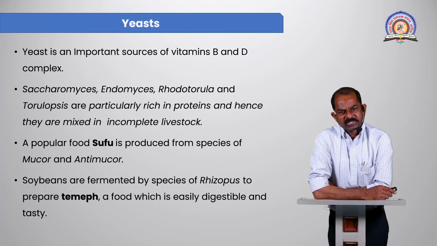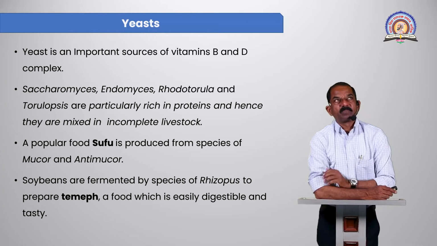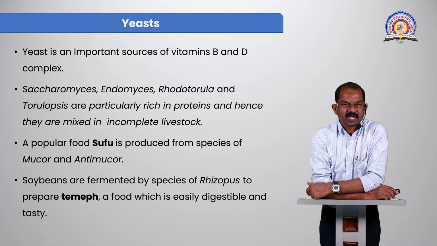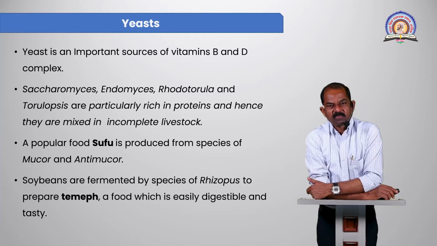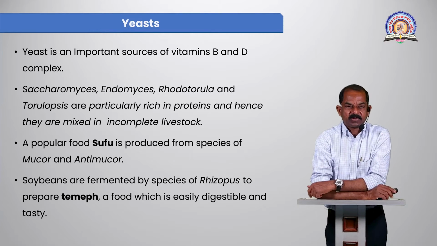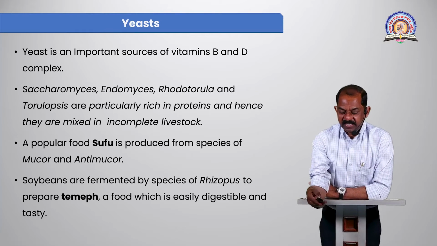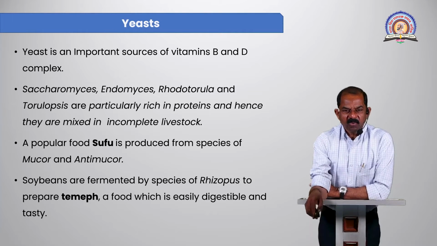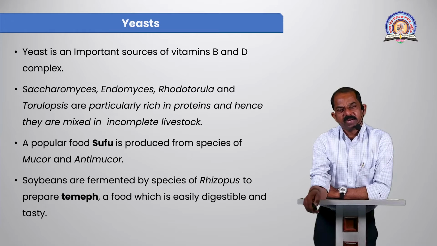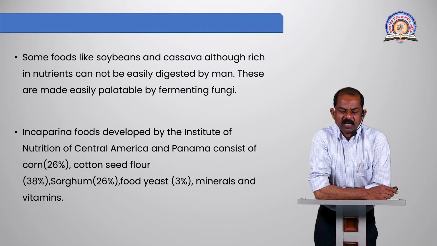A popular foodstuff known as sufu is produced from species of Mucor and Actinomucor. Soybean is fermented by species of Rhizopus and prepared as tempeh, a food which is easily digestible and tasty. It is obtained from soybean, fermented with the help of Rhizopus, and prepared as one of the products.